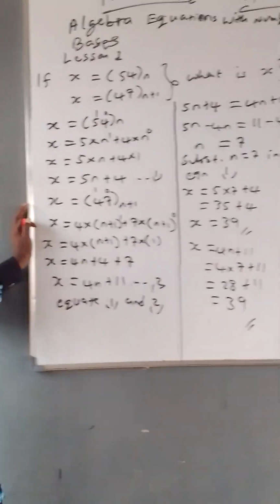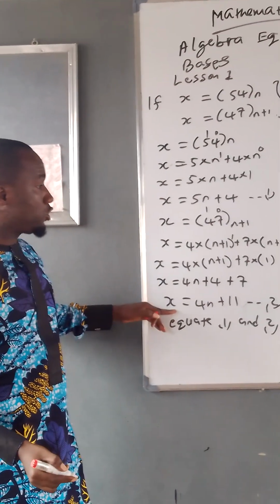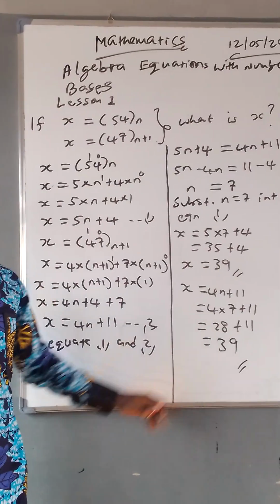So that is, substitute the value of n into equation 1 or equation 2. You have x equal to 39.